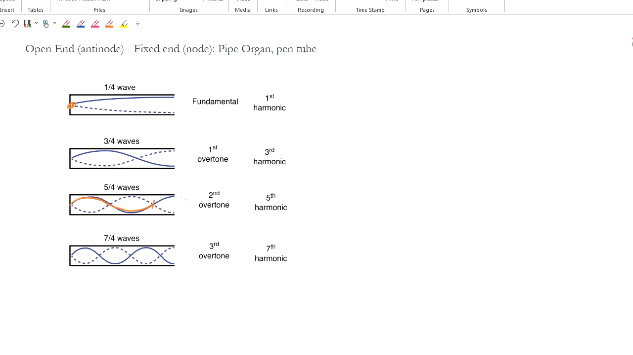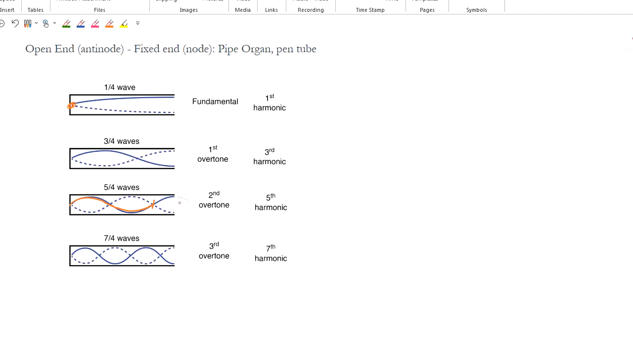This is the fundamental, first overtone, second overtone, etc. And these are the harmonics. Notice they don't go 1, 2, 3, 4. For this type of vibration, it skips and only does the odd harmonics. If that's curious to you, well, maybe you can ask about that in class.